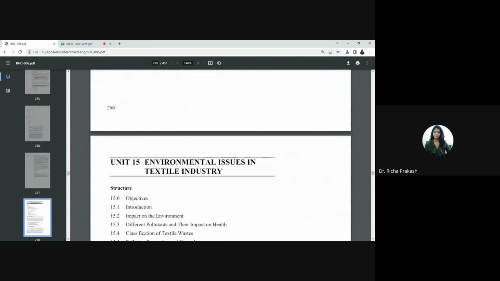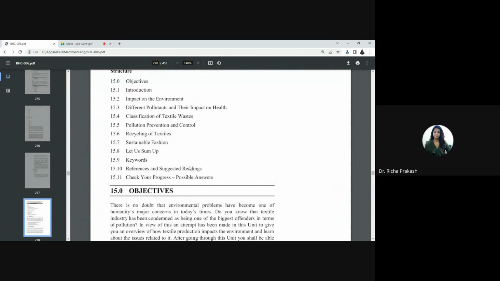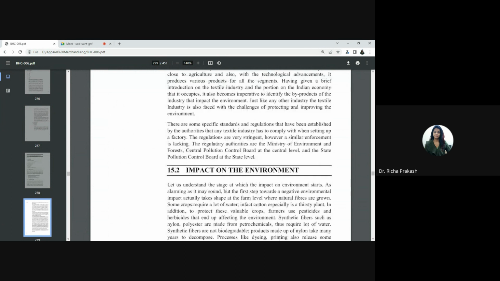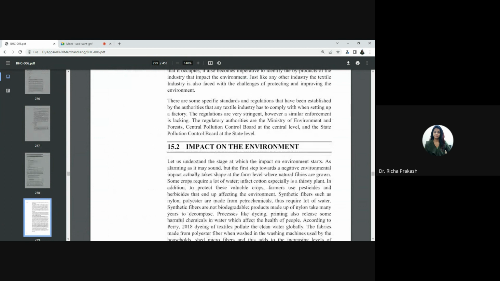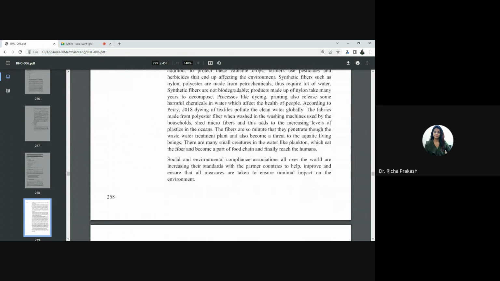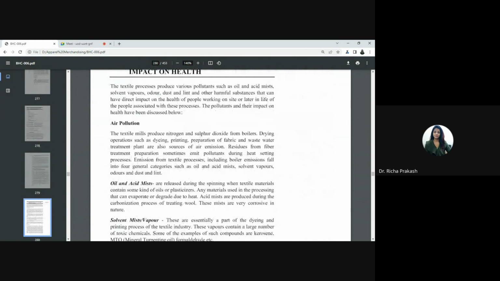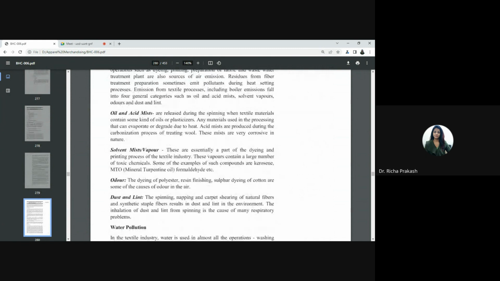And then the next unit is about environmental issues in the textile industry. As I mentioned in the last class, the textile industry is considered to be, I think it's second, one of the biggest polluters in the world. And there's a lot of negative impact on the environment because of these textile industries. So air pollution hota hai, lots of oils and acid mist come out in the environment, in the air. Solvent mist hote hai, vapor ke form mein aata hai. Pungent smell. Many times you must be traveling by bus or train, and you get that bad pungent smell for maybe a minute or so, and it comes from the textile industries actually.